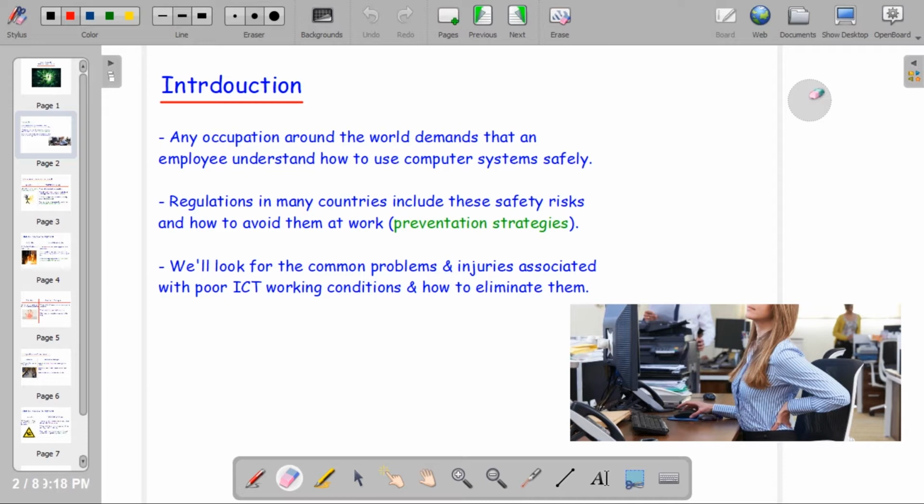In the next slide we will look at all these common problems and the associated injuries regarding these common problems or safety risks when there's poor ICT conditions, whether at work or even in your own room when you're not taking these risks seriously. So let's jump to the first thing first.